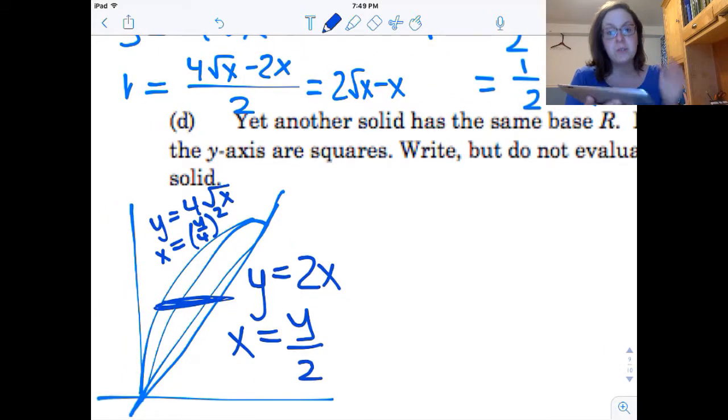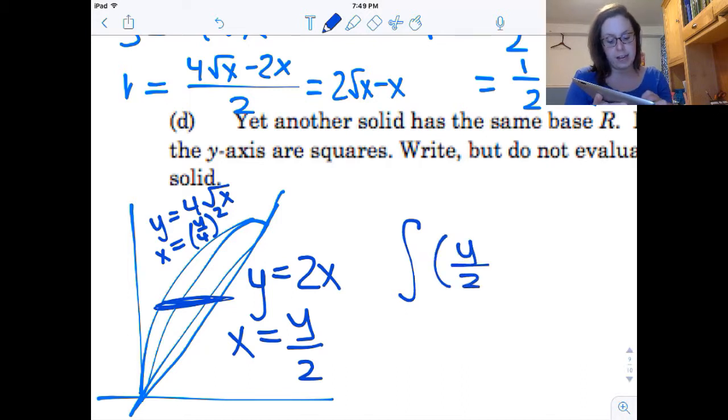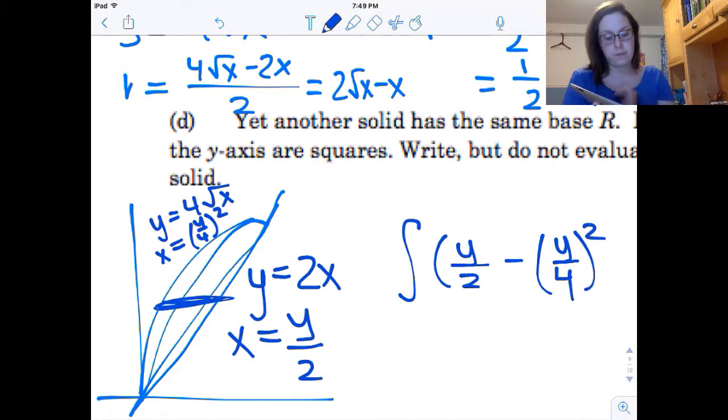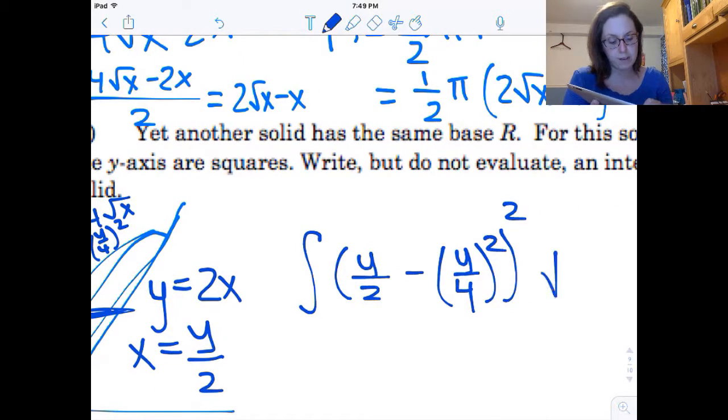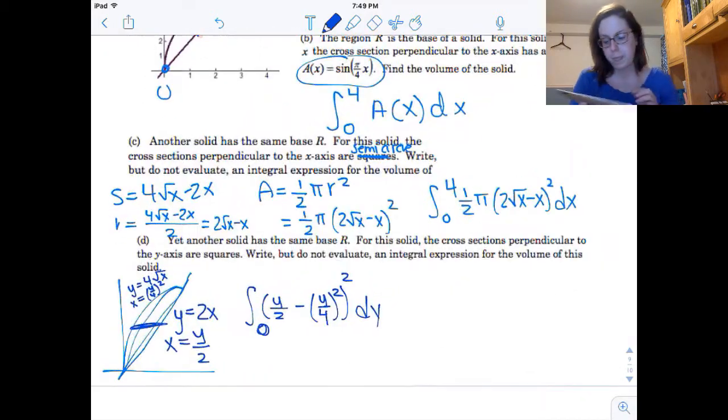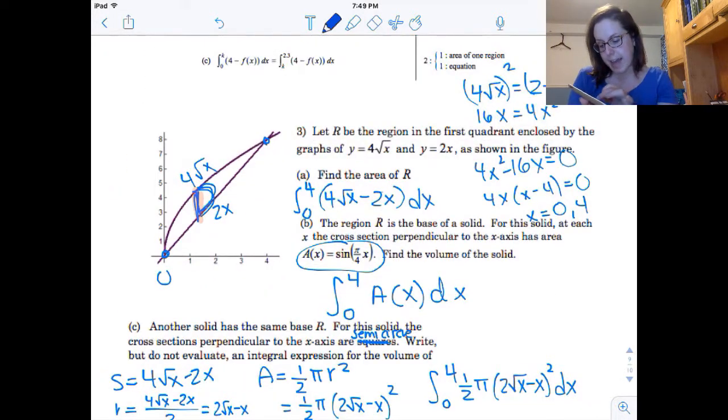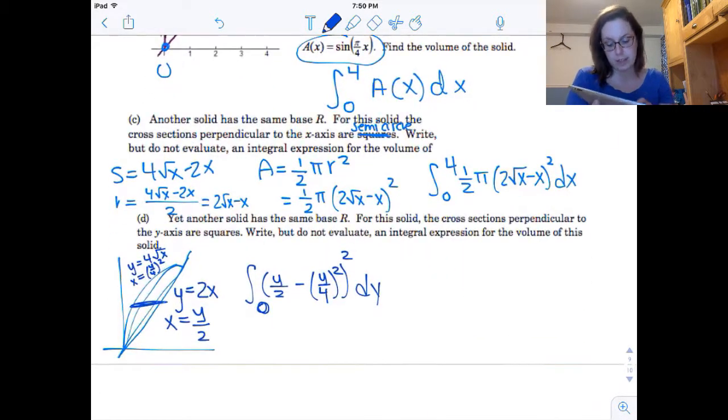So this is going to be the integral of right minus left squared, because the area of a square is just side squared, sorry. Squared, dy. And your bounds need to be y values now. So this is still 0, and this is at 8. Your y value there is at 8.